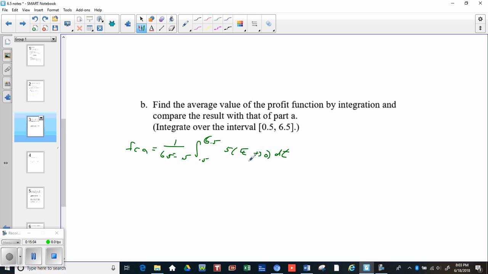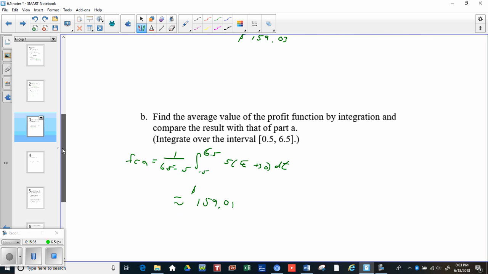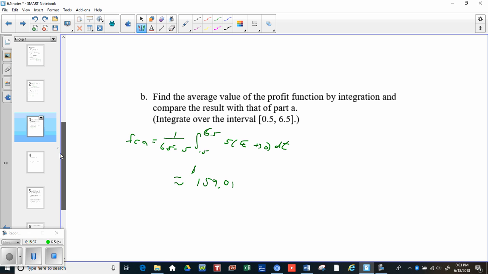And that way you get some practice on it. And remember, just use x's for t's. It's the same thing when you go to plug this stuff in. Make sure your syntax is right with your parentheses in the right spots. And you should end up with approximately 159.01. And that is pretty close. I mean, it's 2 cents off. That's a pretty darn close approximation for the average value.